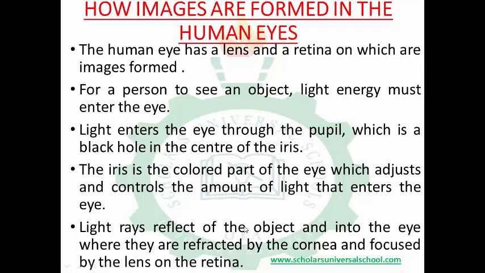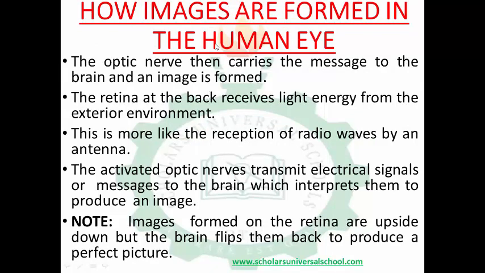Light rays reflect off the object and into the eye, where they are refracted by the cornea and focused by the lens on the retina. Since the cornea refracts the light rays from the object, the lens will help to focus the object on the retina. The optic nerve then carries the message to the brain and the image is formed.